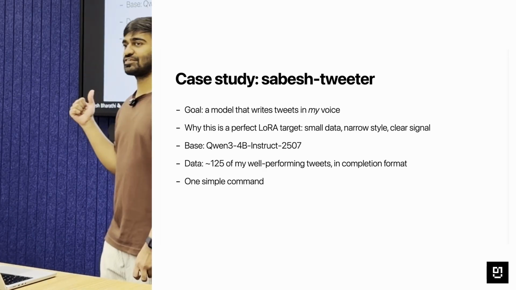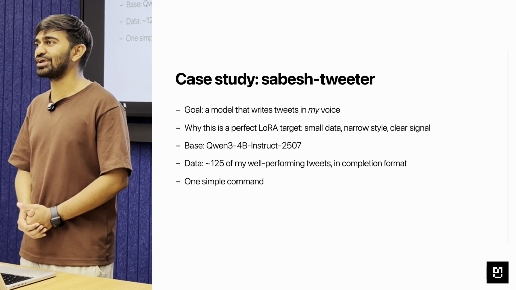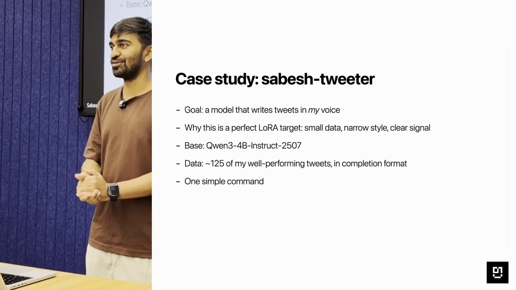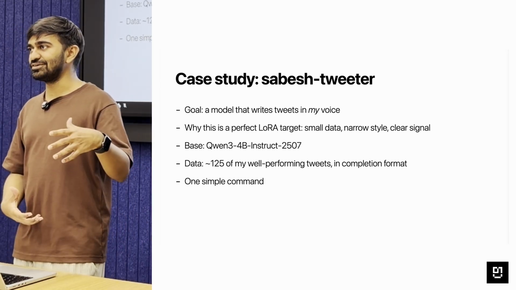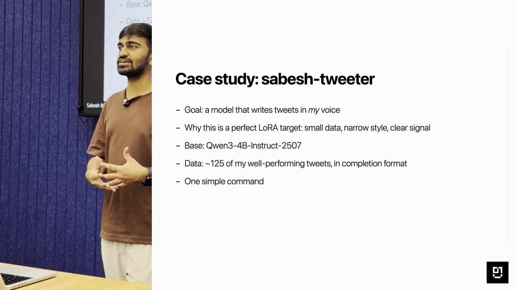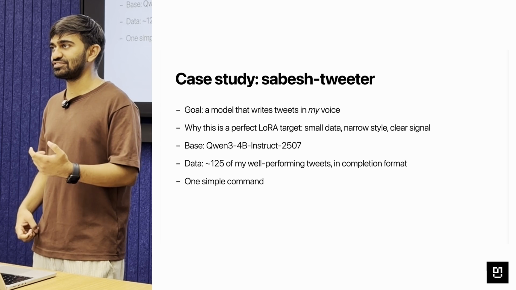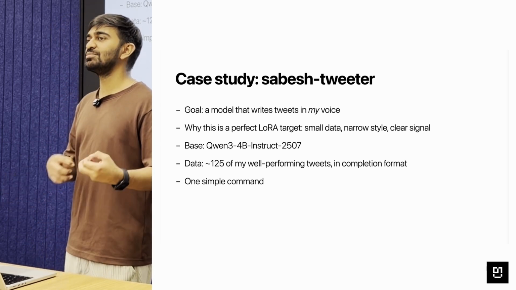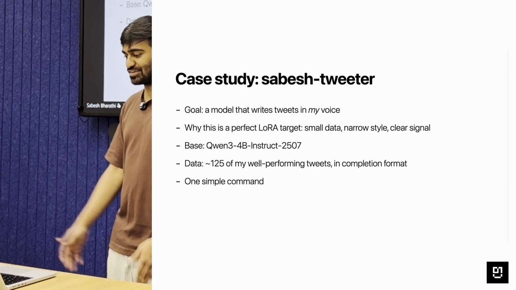The case study is Sabesh's Twitter. So I tweet a lot on Twitter, or X for the new generation. Some tweets performed better, and some tweets rather not well. So I thought, what if I take my Twitter data and my top performing tweets and make a LoRA on that on top of a general purpose model? Will the model learn to tweet like me? This was my thesis basically.